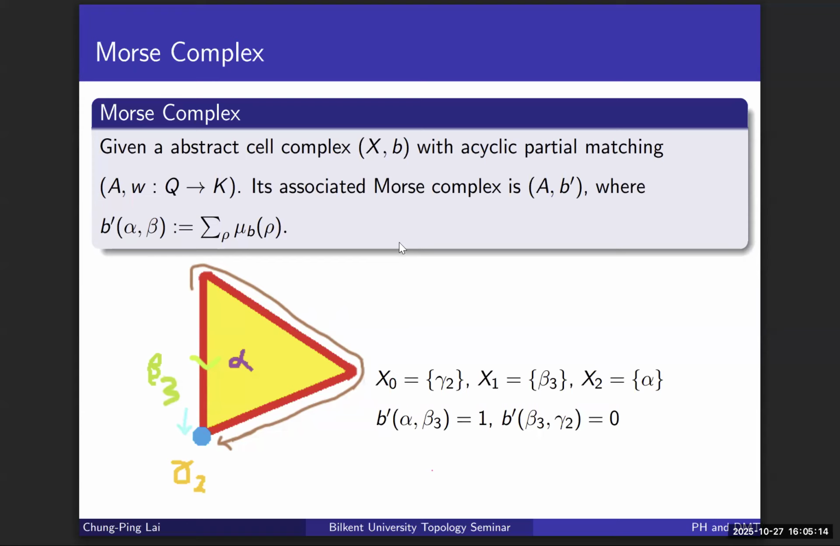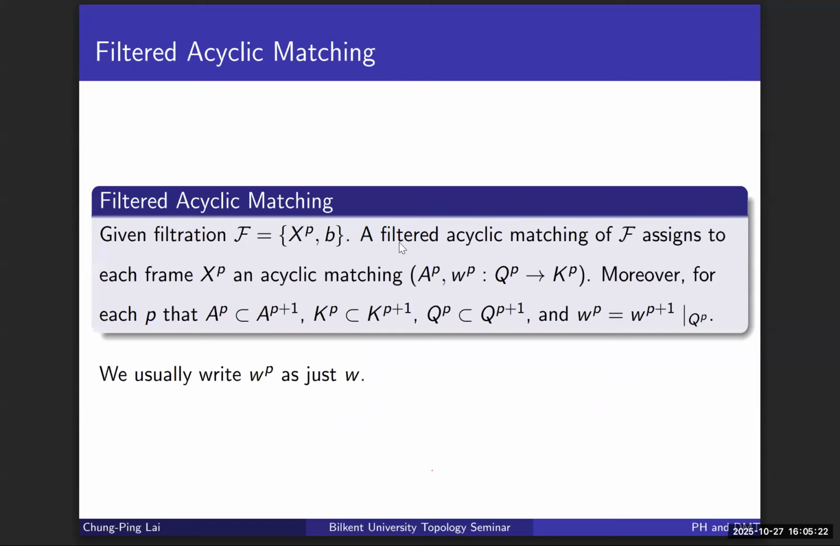So how does this idea apply to our filtration? Turns out that what we want to do is start with a filtration and construct an acyclic partial matching at every frame of the filtration. And importantly, we want there to be some strict relation between the three partitions.